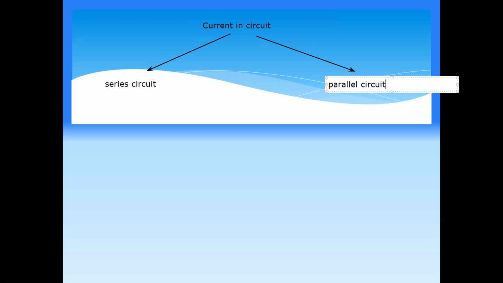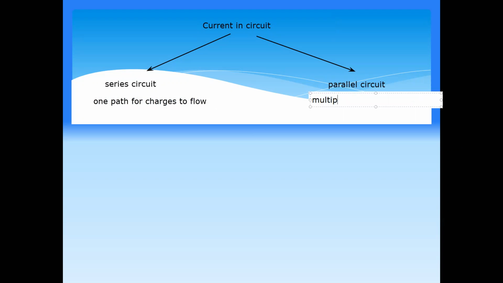Series circuit means if there is only one path for the charges to flow, we call that a series circuit. If they have multiple paths for charges to flow, we call that as parallel circuit. Example, this is a lamp. Example, two lamps are there. And I connect them. The red lines are representing the wires.